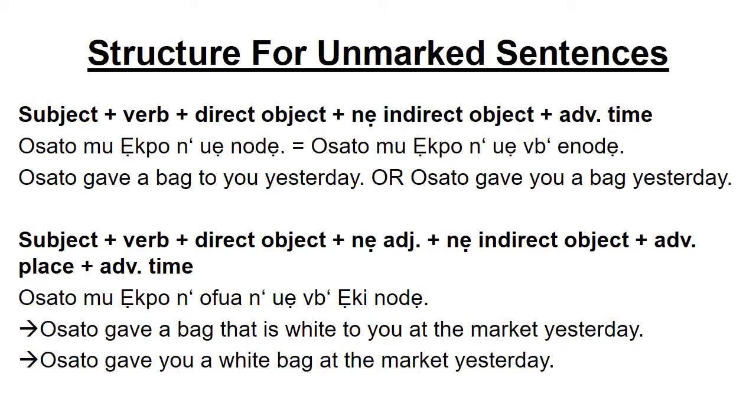So when you translate that sentence one to one, it is Osato gave a bag that is white to you at the market yesterday. Veki means at the market. And that is why you see this no there. So it's this at the. And then you can simply say Osato gave you a white bag at the market yesterday.